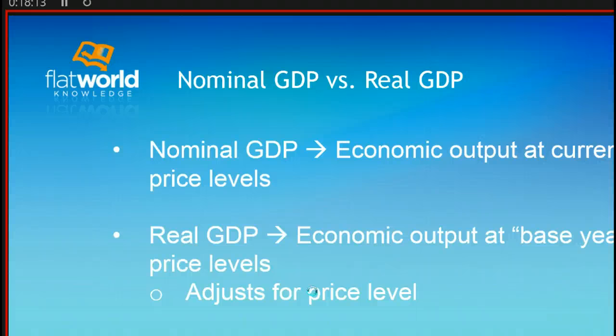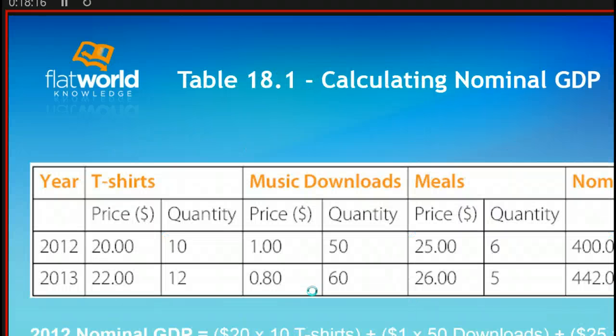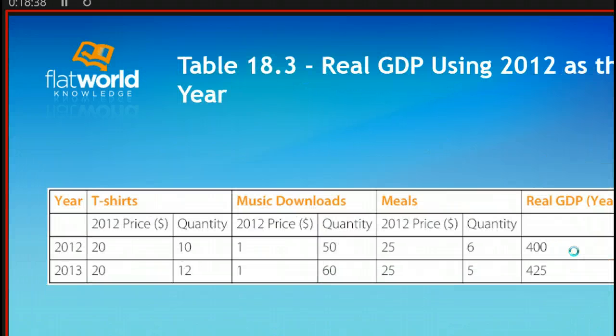So let's look at it again. We had this 3 good economy: t-shirts, music downloads, and meals. We remembered that 2012's nominal GDP was calculated this way, and we came up with $400. If you remember, 2013's nominal GDP was $442. Now, let's assume that 2012 is our, what we call, the base year. I want to compare everything to what happened in 2012.